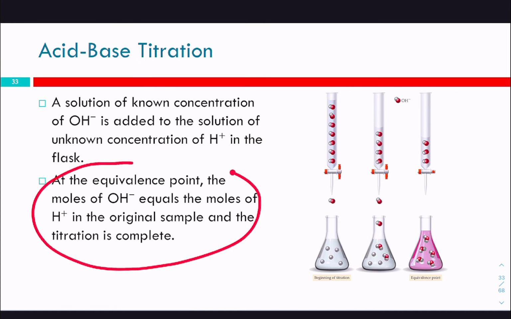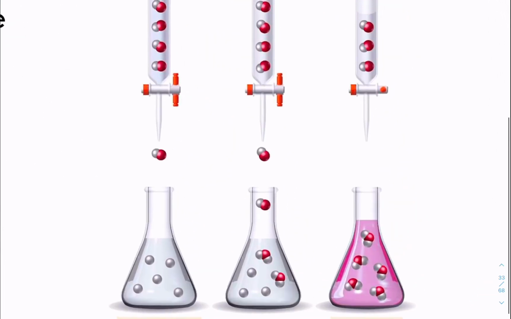Then at the equivalence point, that's when we've added as many hydroxides to the solution as there are hydrogens in the solution. The solution turns pink because we use a special indicator called phenolphthalein. So that's what's happening here.